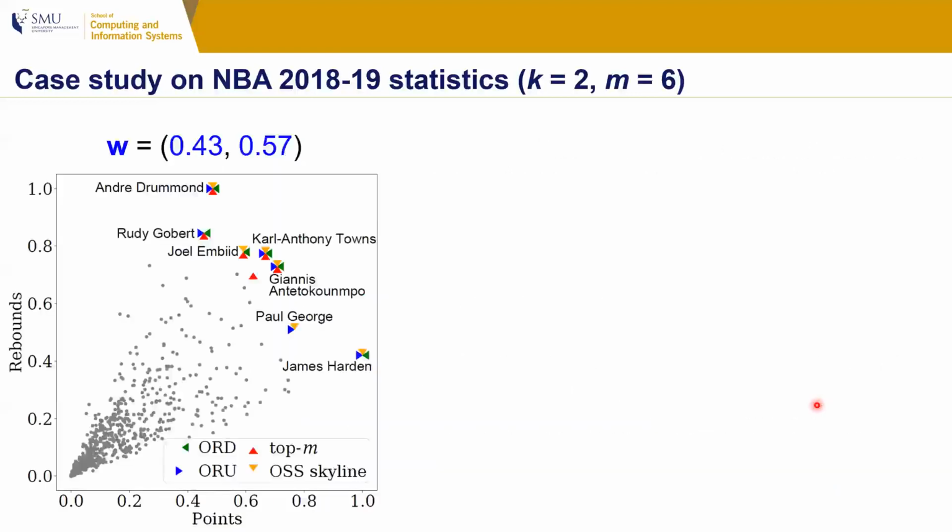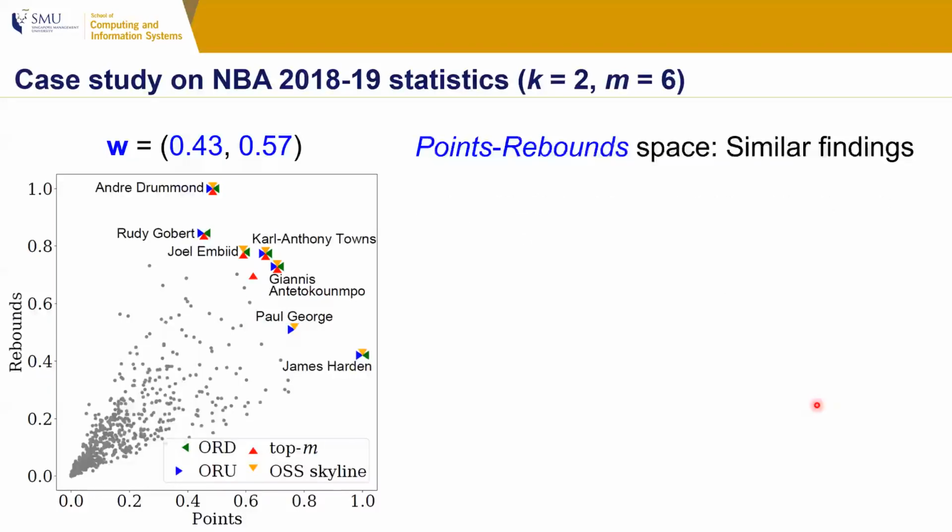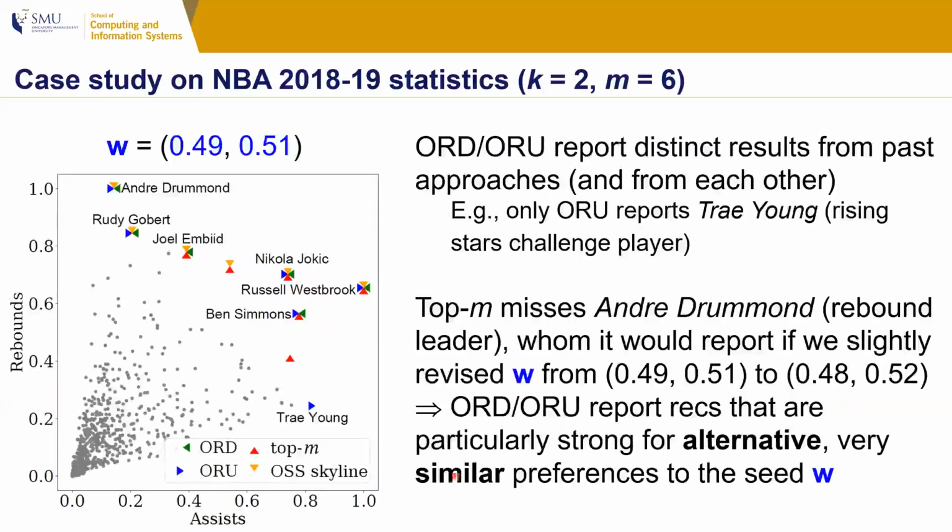So we have repeated this experiment using different dimensions of the NBA dataset, and we have found similar findings. And once again, we have come up with this same finding that our operators report records that are particularly strong for alternative yet very similar preferences to the input vector of the user, something that the standard top-k paradigm cannot do.